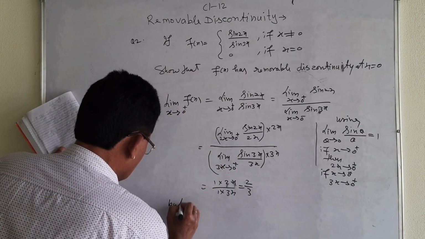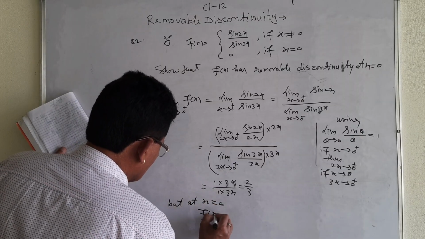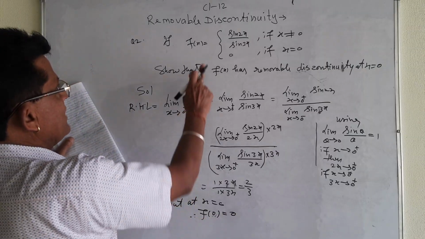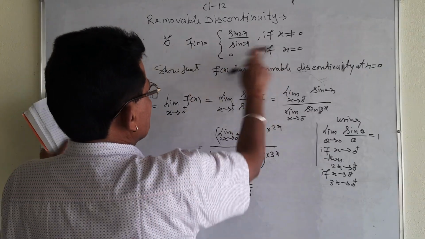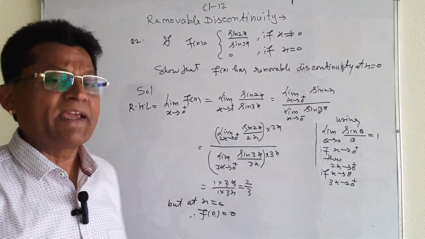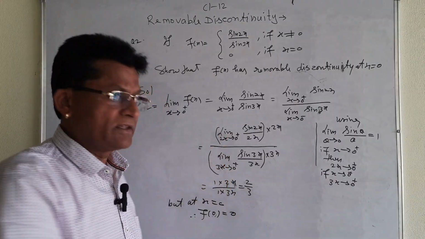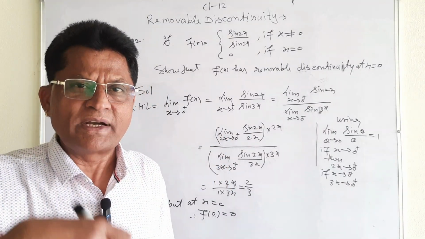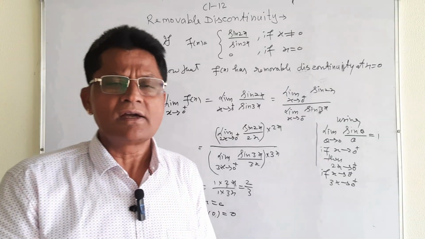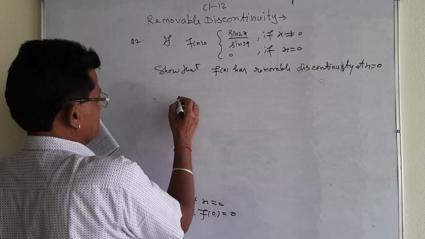But you see, at x is equal to 0, fx is equal to how much? Tell me, how much is f0? f0 will be 0. f0, x is equal to 0, f0 will be equal to 0. Then what does it mean? Left hand limit is equal to right hand limit 2 by 3, but it is not equal to f0. Then what type of discontinuity is there? Removable discontinuity.